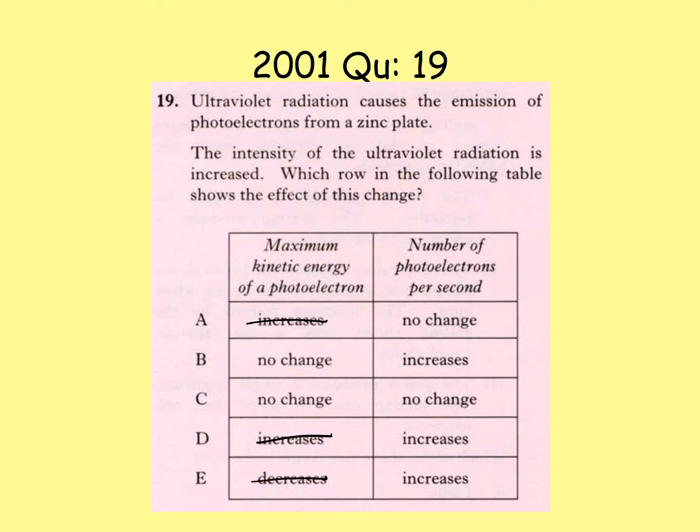Then we're looking at the number of photoelectrons per second. Well, if we increase intensity, we're increasing the number of photons per meter squared per second, and therefore we're increasing the number of photoelectrons per meter squared per second. Therefore, this is going to increase. We can get rid of C. So your answer is B.